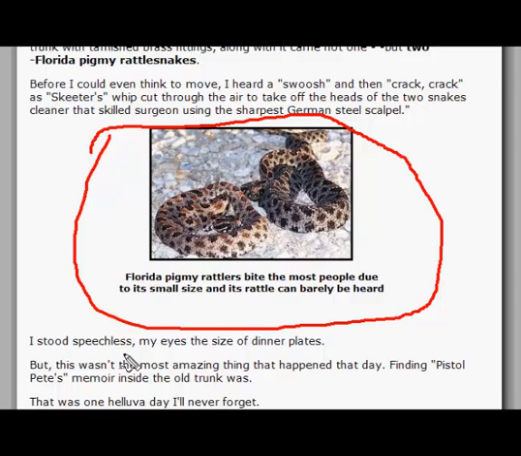I stood speechless, my eyes seeing a dinner place, but this wasn't the most amazing thing that happened that day. Finding a Pistol Pete memoir inside the old trunk was.